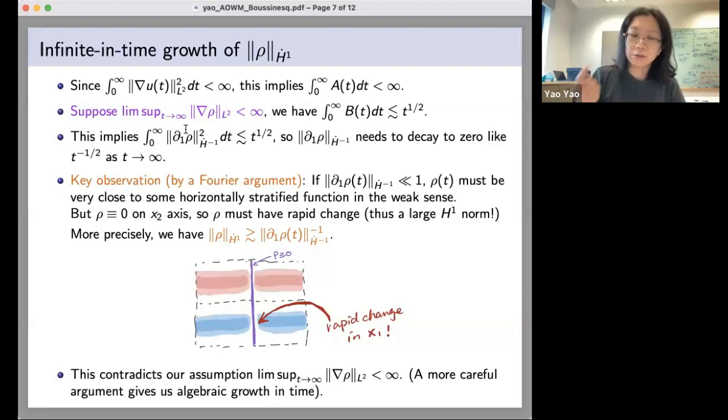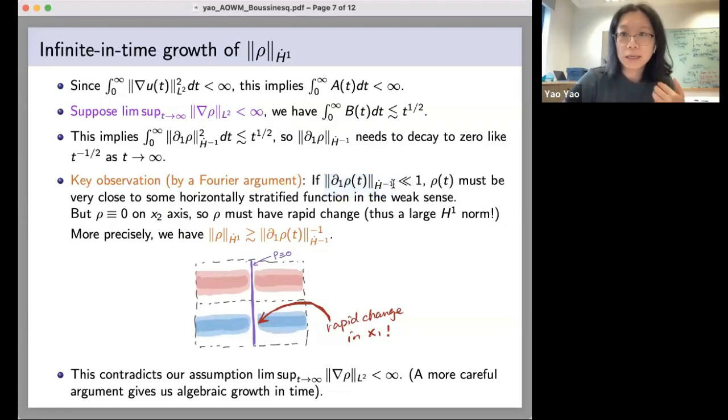But is it going to decay or not? The next key observation is not a hard proof, it's basically just a Fourier series argument. And here is the time that we are going to use crucially the fact that we set rho to be 0 on the vertical axis, and this property is true for all time. The idea is that, as time gets large, we know that this partial 1 of rho will have its negative Sobolev norm be super small.